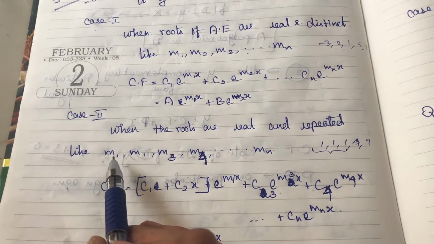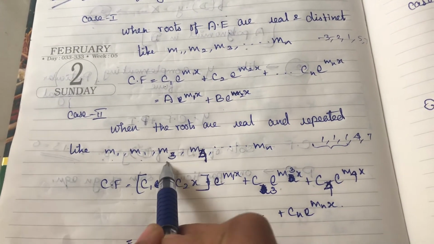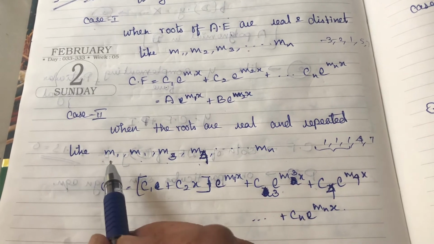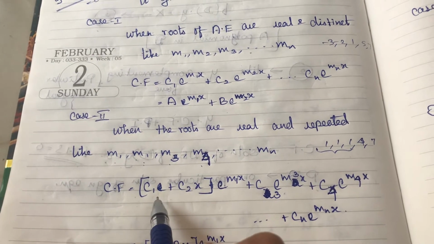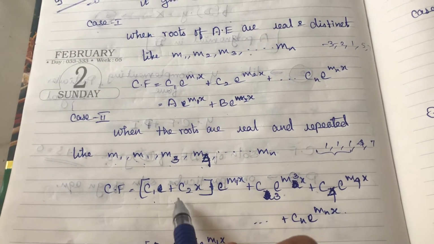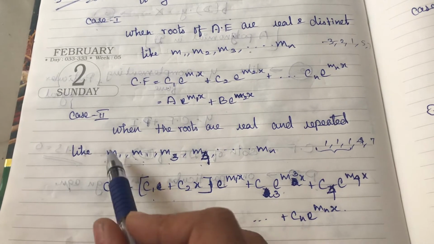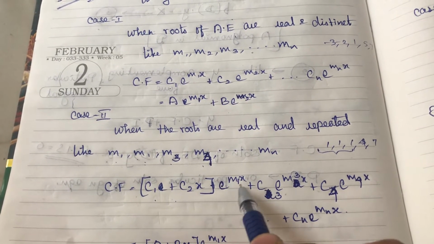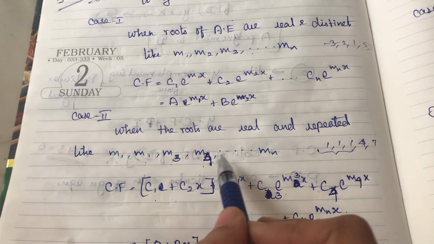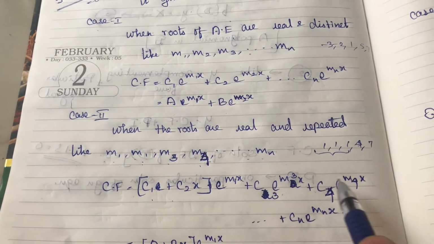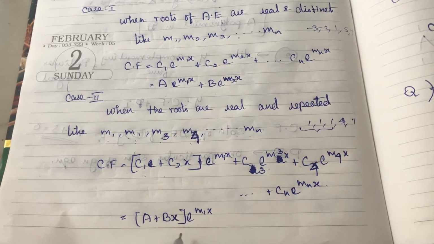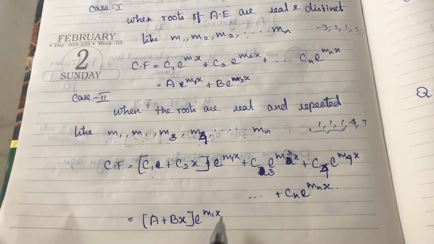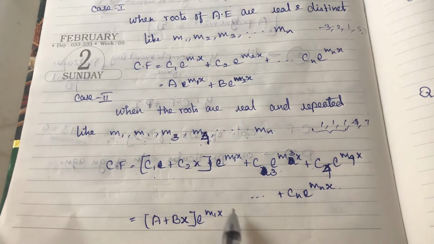How many are repeated? m1, m1, m3, m4, likewise it's going on. So m1, m2, the two roots are repeating, so just take two constants: constant number 1, C1, plus constant number 2, C2, into x, into e power m1x, the common m, plus, if it is single, just make a single term, that's it. In our school days we studied a plus bx into e power mx. If the m is common, we will write it like this.